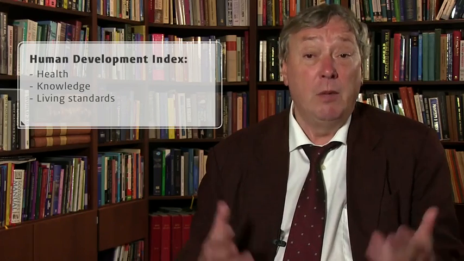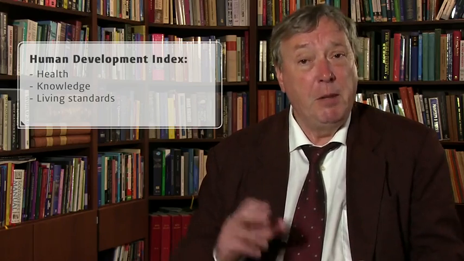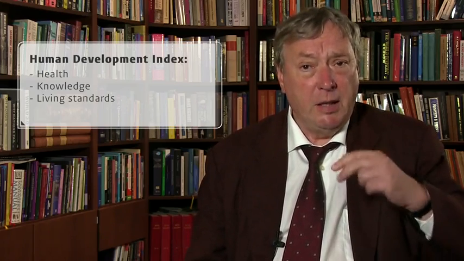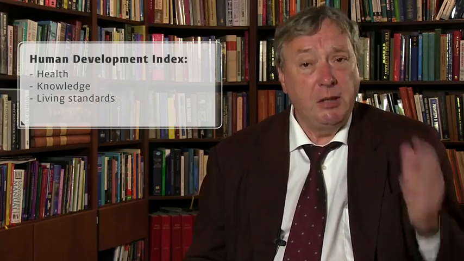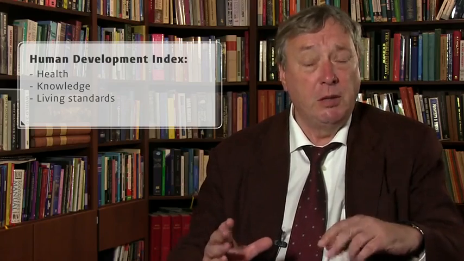Health was represented by life expectancy at birth. Knowledge was represented by the average years of schooling and by the expected years of schooling, to give some credit to countries introducing educational reform. And living standards were represented by per capita gross national income, adjusted for PPP. Now, gross national income is a variant of GDP, and its use was introduced in 2011. The effect is to widen the differential between richer and poorer countries, but it's much more difficult to calculate.